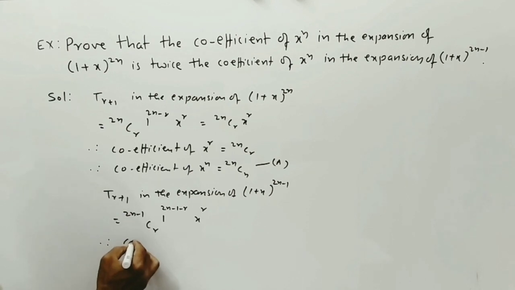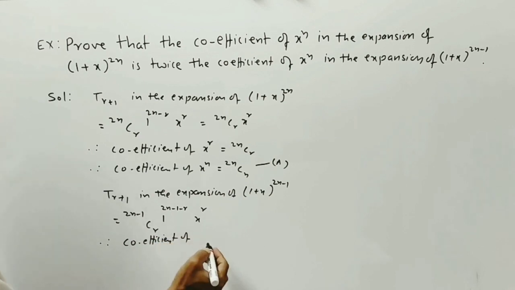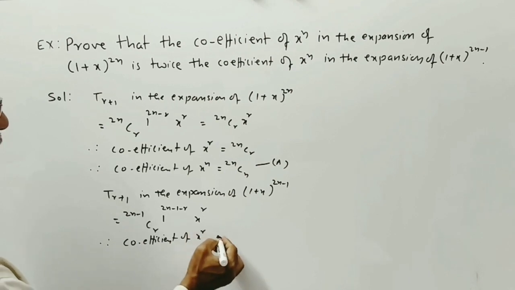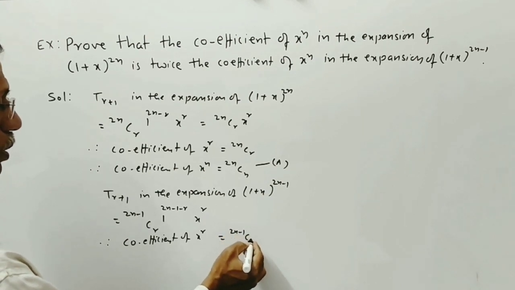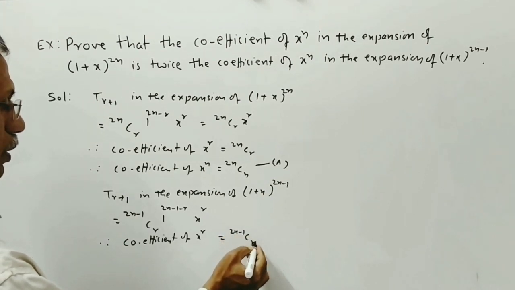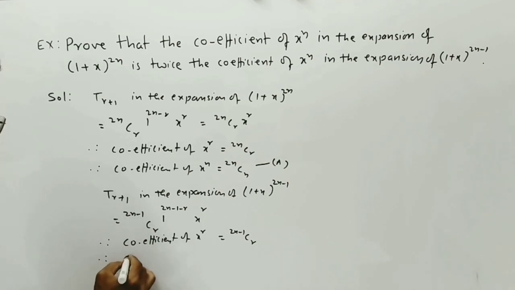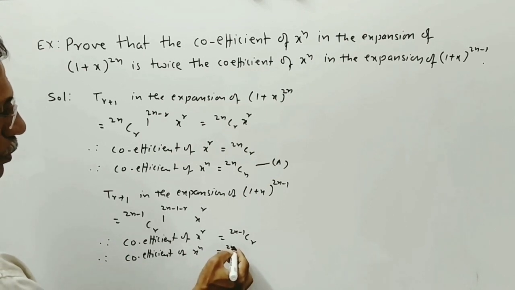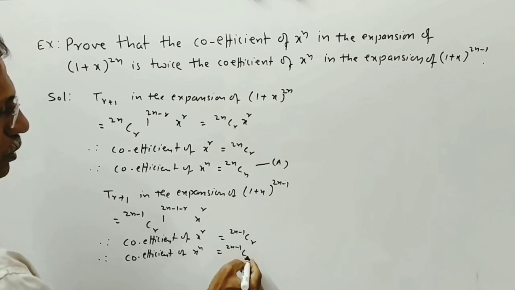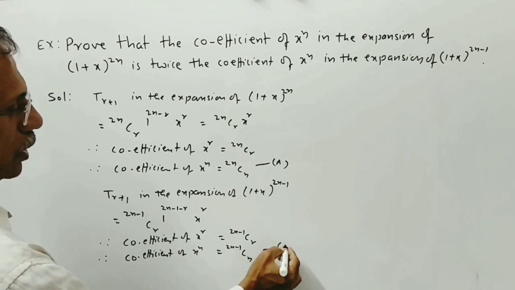Therefore, coefficient of x raised to the power r is equal to 2n minus 1 c r. So, coefficient of x raised to the power n is equal to 2n minus 1 c n. Say B.